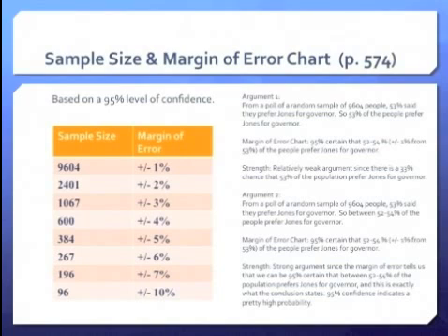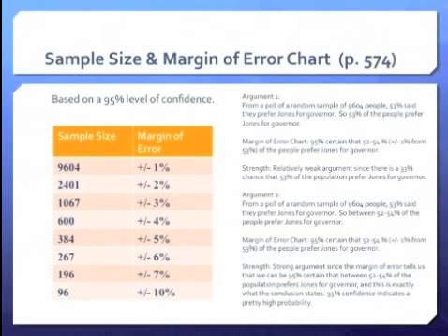Compare this with argument 2. Argument 2 has as its conclusion that between 52% to 54% of the people prefer Jones for governor. This is then a strong argument since the margin of error tells us that we can be 95% certain that between 52 to 54% of the population prefers Jones for governor, and this is exactly what the conclusion states. 95% confidence indicates a pretty high probability.